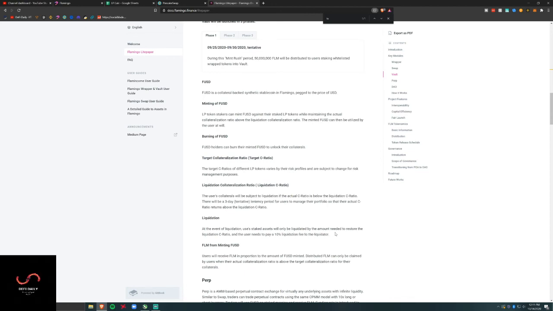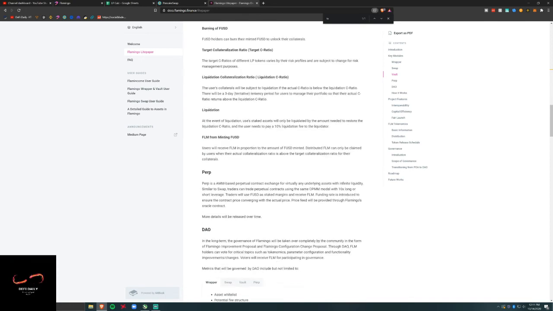Once you have your FUSD, if you want to get your underlying collateral back, let's say you want to get out of FLM Neo, what you do is burn your FUSD to unlock your underlying assets. You'll still have earned the FLM in the meantime on top of that, and then you'll be able to retrieve from the liquidity pool.